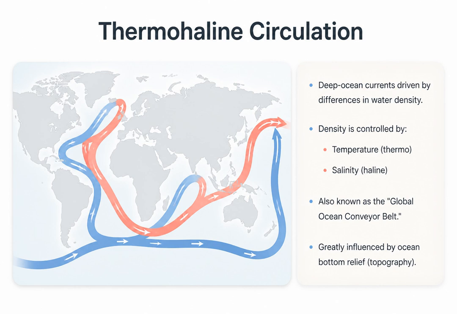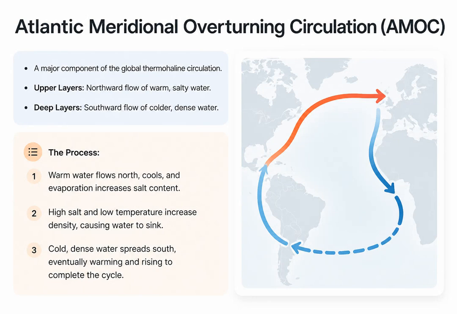Since density is controlled by temperature, or thermo, and salinity, or haline, this process is known as thermohaline circulation and is greatly influenced by the ocean bottom relief, meaning the underwater mountains and valleys shape how these deep currents flow. A critical component of this global conveyor belt is the Atlantic Meridional Overturning Circulation, or AMOC. AMOC is characterized by a northward flow of warm, salty water in the upper layers of the Atlantic and a southward flow of colder, deep waters.